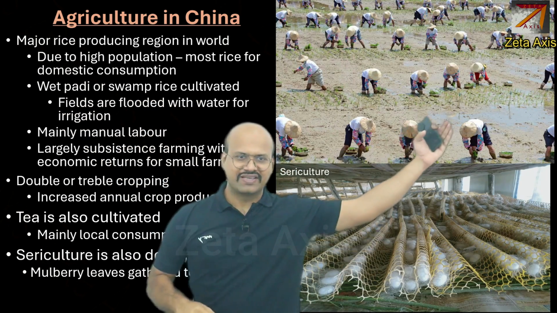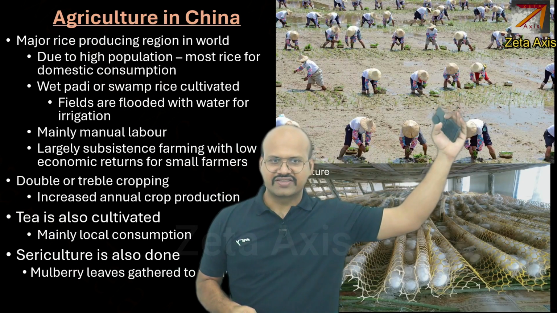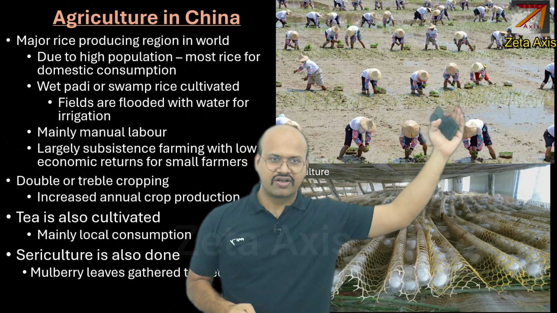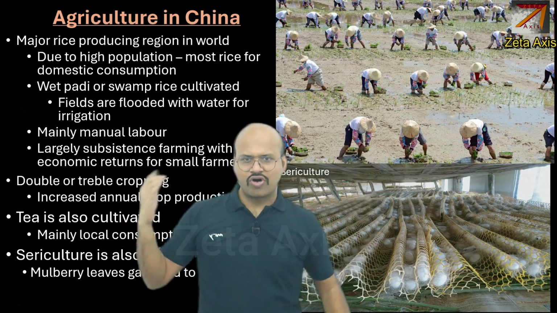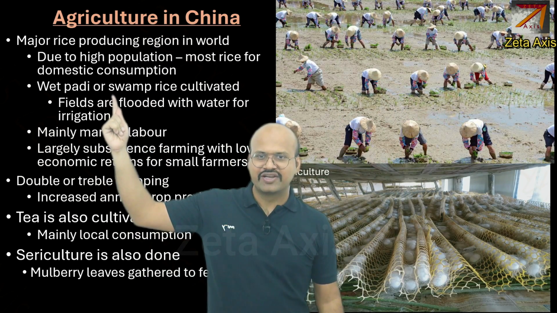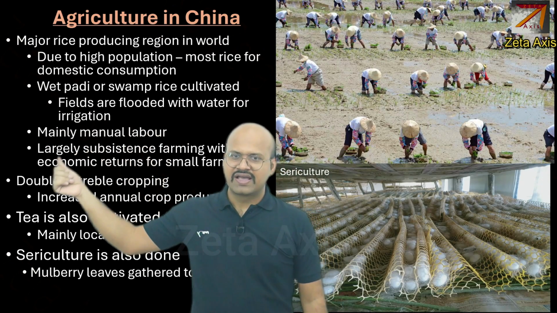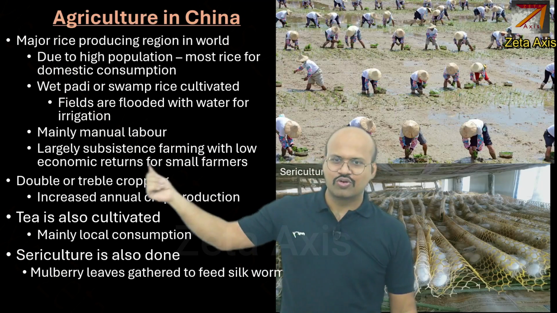So you can see here the flooding of the fields, and then rice is planted in them. This kind of flooded field is called swamp farming in some places. That is why it is called swamp rice. There is a lot of manual labor and large subsistence farming with low economic return.